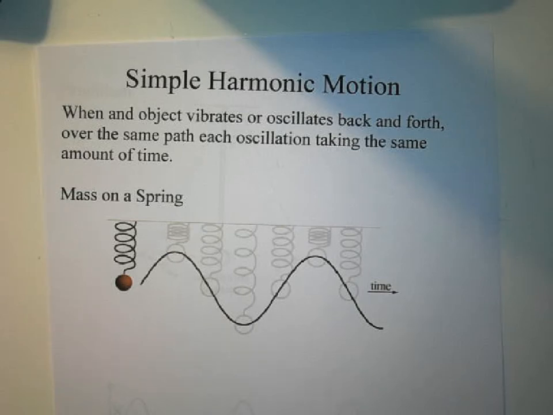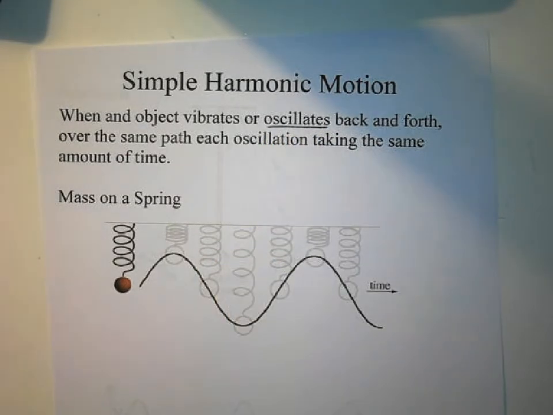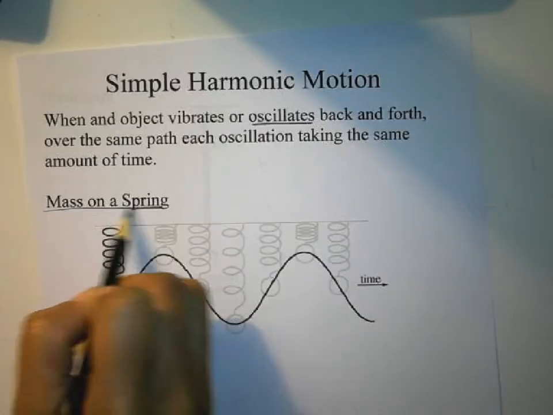Simple harmonic motion. All right, we're going to start a new unit. It's simple harmonic motion. And I started here with a definition, and it's pretty simple. It's when objects vibrate or oscillate, and I like to use that word oscillates more, back and forth over the same path in each oscillation taking the same amount of time. So the best thing to do is to give you an example.